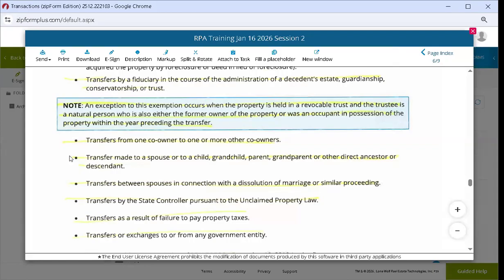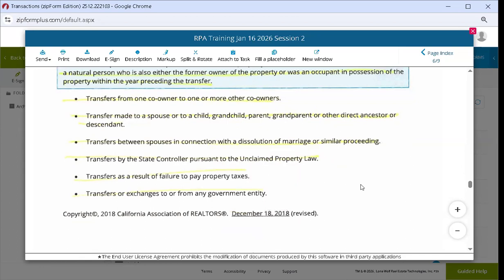So if you read down this, transfers from one co-owner to the other, between grandchild, parent, or direct ancestor, or, read through these. These are really important: transfers as a result of failure to pay taxes, transfers or exchanges from a government entity. For example, if you've ever done foreclosure work in the past, there probably wasn't any TDS, okay? Because they're not required. So I just wanted to point these out to you because I think these are great. These quick guides are so helpful to all of us.